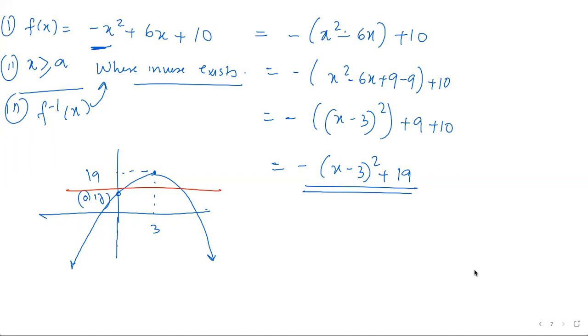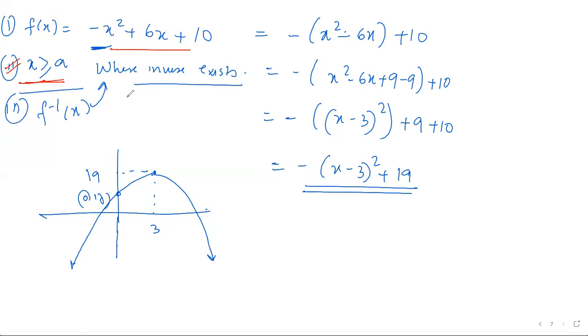So then you just simply say in the first part that the inverse won't exist because it fails the horizontal line test and it is not a one-to-one function. Now comes the second part. They're saying that for x is greater than a, such that a gives the largest domain and where the inverse will exist.